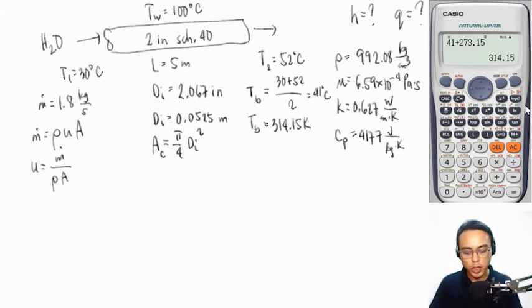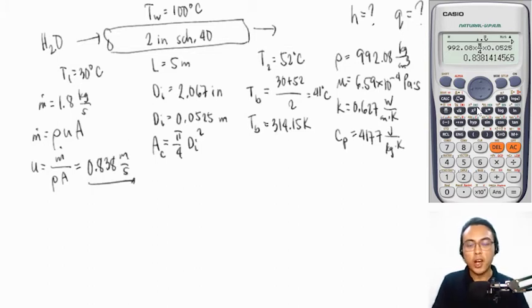Solving for velocity, we have 1.8 kilograms per second over the density of 992.08 kilograms per cubic meter times the cross-sectional area, pi over 4 times diameter 0.0525 squared. The velocity of our fluid is 0.838 meters per second. This value of the velocity will be important in our calculation of the Reynolds number.